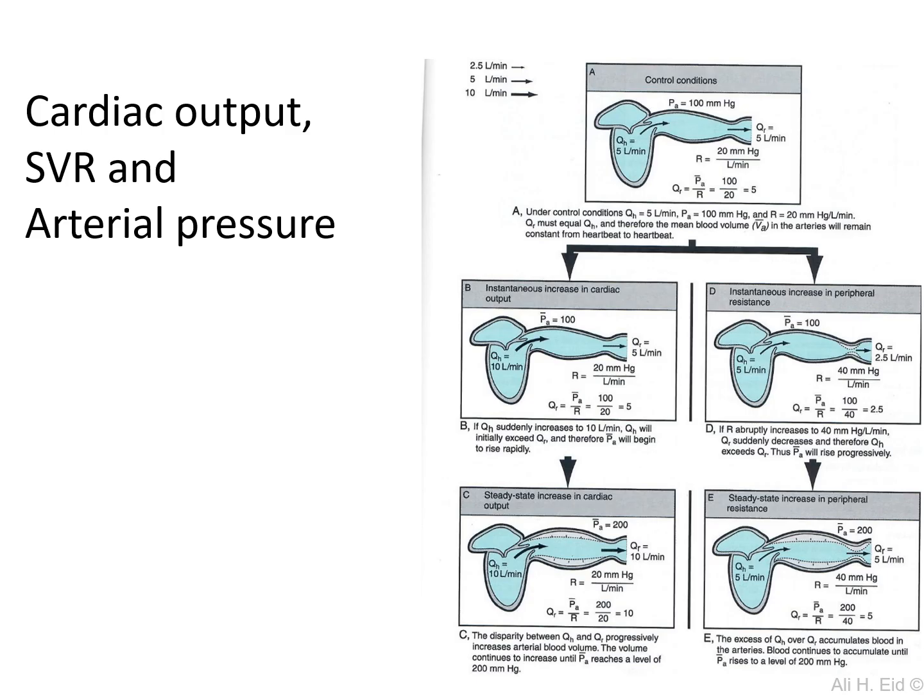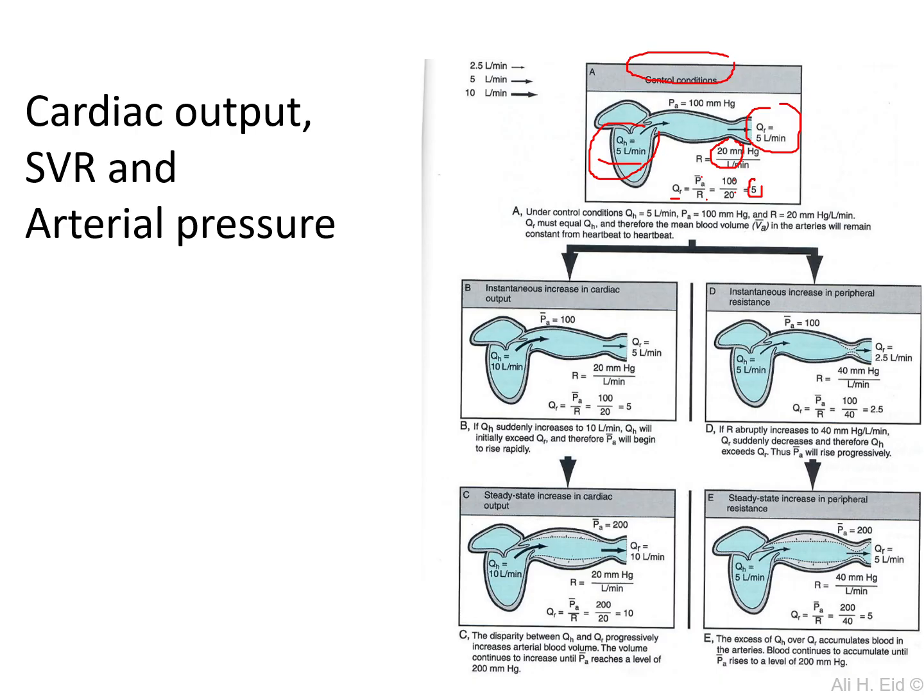Similar reasoning can be applied here to explain the changes in the arterial pressure that accompany changes in peripheral resistance. So let's look at the control conditions. We have a cardiac output of 5 liters per minute. We're assuming the resistance is 20. If you calculate Q, it would be the pressure divided by the resistance, 100 divided by 20, which is 5. So QH in this case would be equal to QR. QH is the cardiac output, and QR is the peripheral runoff, or basically the amount of blood that's leaving the vessel per unit time.